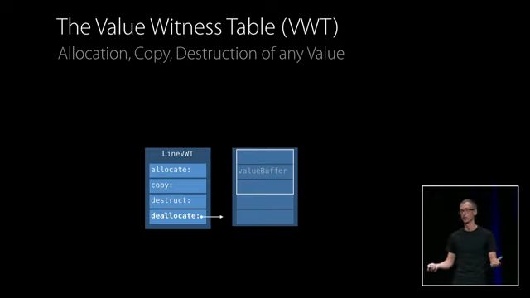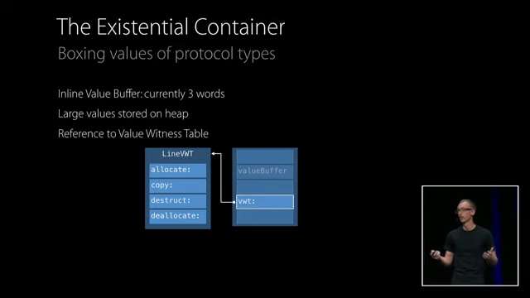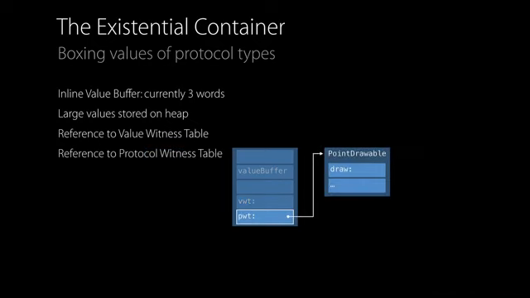Okay, so we've seen the mechanics of how Swift can generically deal with different kind of values, but somehow it still needs to get to those tables, right? Well, the answer is obvious. The next entry in the existential container is a reference to the value witness table. And finally, how do we get to our protocol witness table? Well, it is, again, referenced in the existential container. So we've seen the mechanics of how Swift manages values of protocol type.